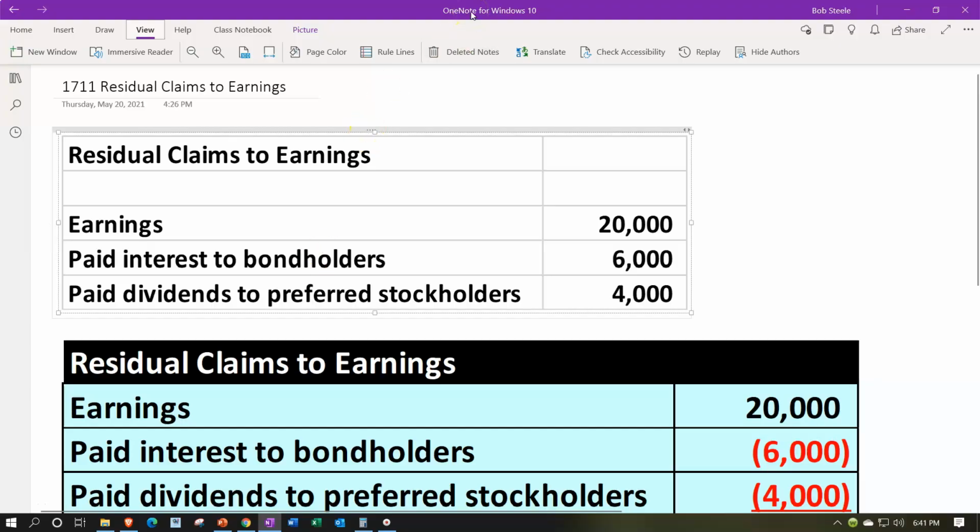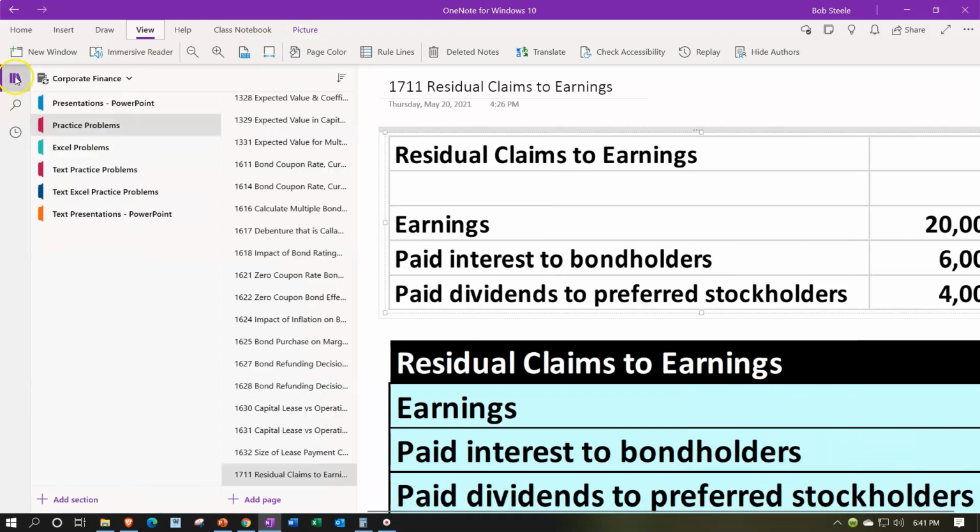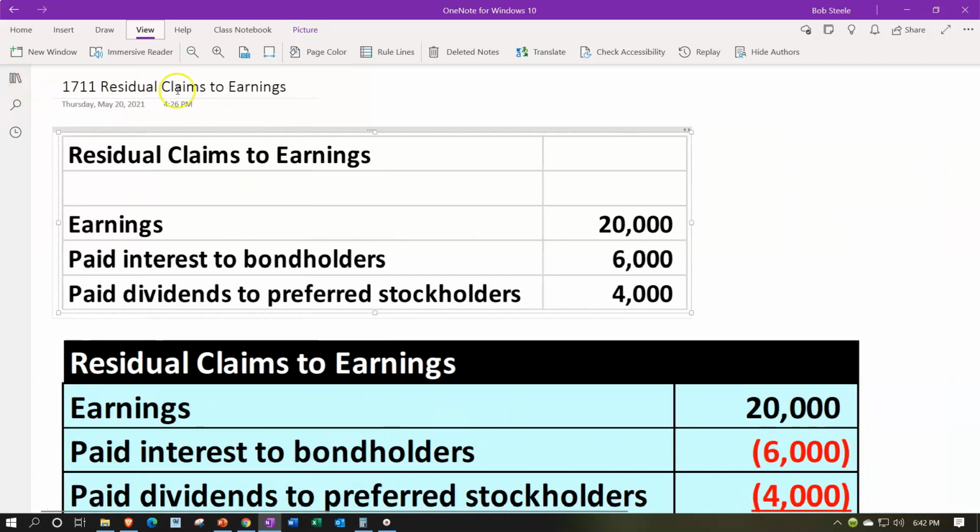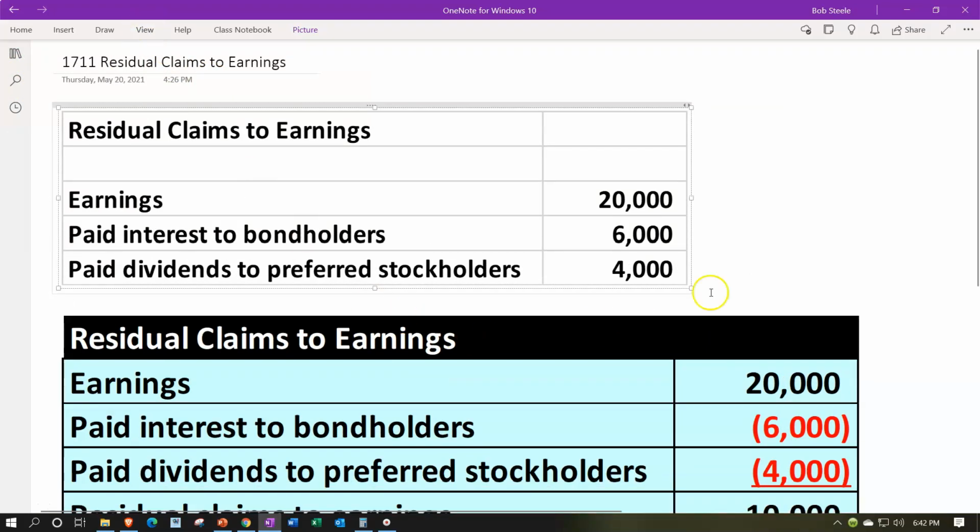If you have access to OneNote and would like to follow along, you're not required to, but if you would like to, we're in the icon on the left-hand side, Practice Problems tab, then down in the 1711 Residual Claims to Earnings tab. Also note, when using OneNote, look at the Immersive Reader tool. Our practice problems will be mirrored in the text area, same name, same number, but with transcripts. Transcripts can be translated into multiple different languages and either listened to or read in them. Closing the icon, we have our information up top, calculations on down below.